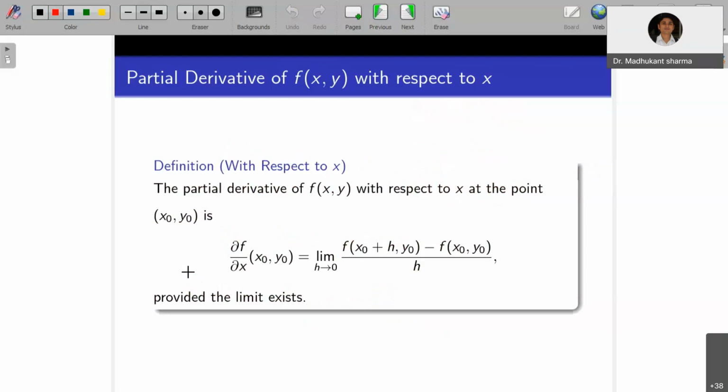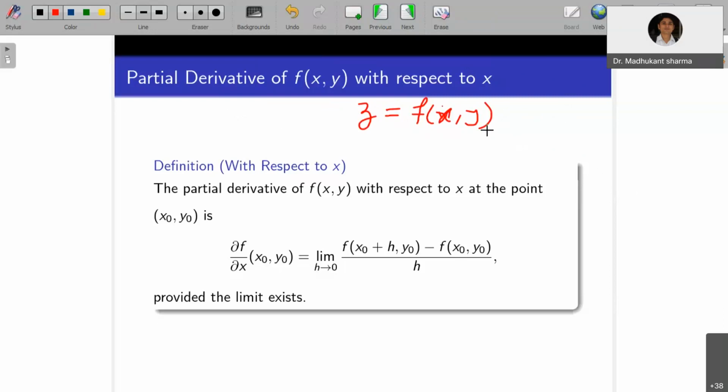Okay. So now we are not directly defining differentiability. We are going to first define the partial derivative of f with respect to x. So when you talk about f of x comma y, and when you draw this in xyz space, it's going to be a surface defined on some region.